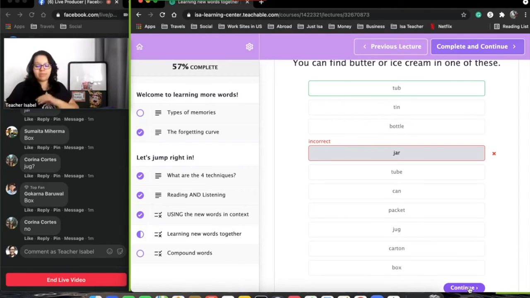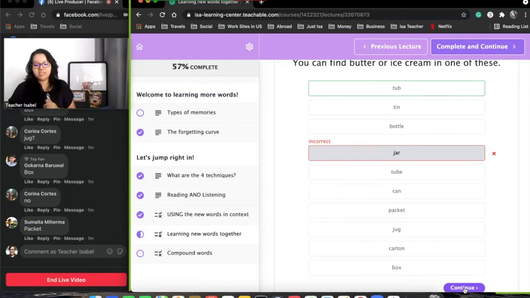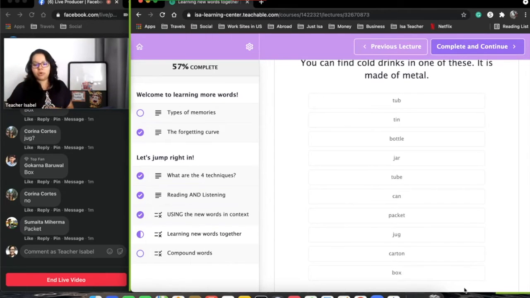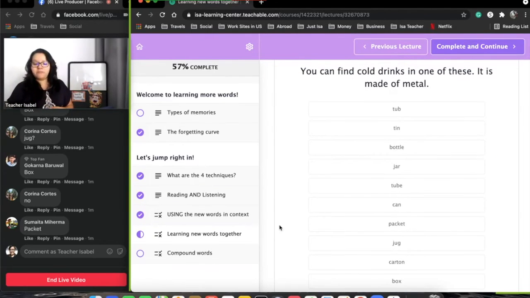Yeah, new vocabulary words. Anyway, box cocarna. Good guess, good guess. We are learning that it is a tub of ice cream or a tub of butter. Let's do one more. You can find cold drinks in one of these, and it is made of metal. That is a very big hint right there.